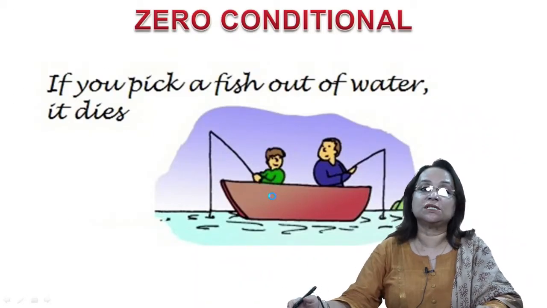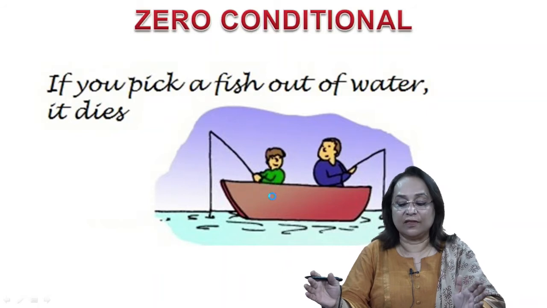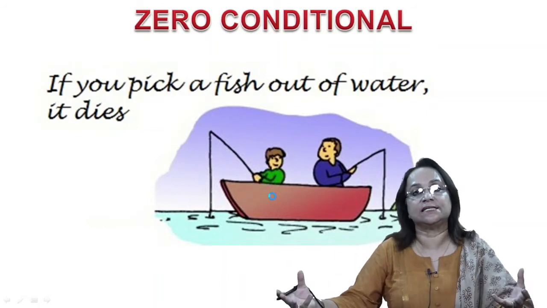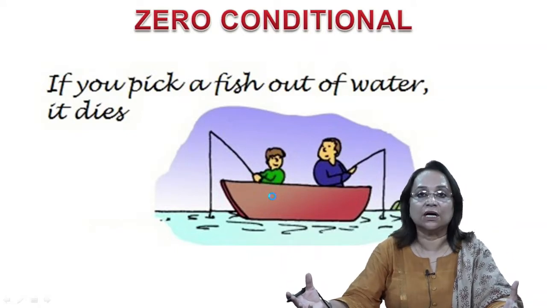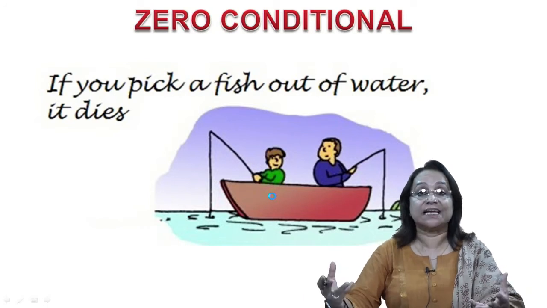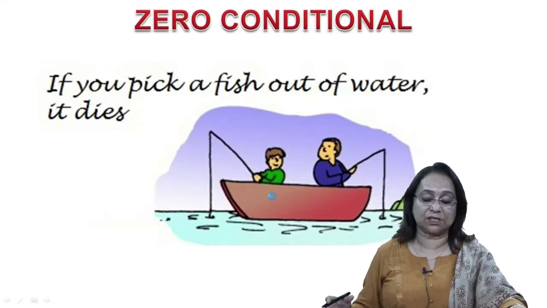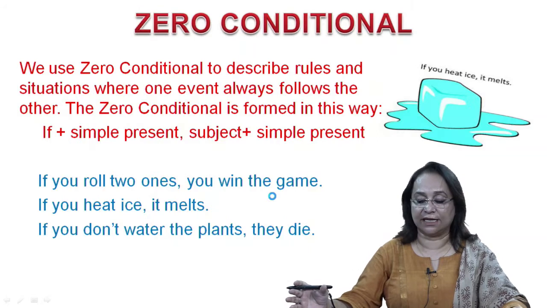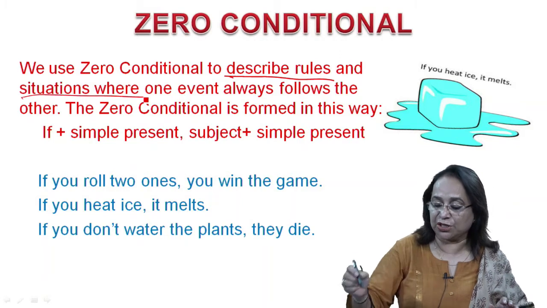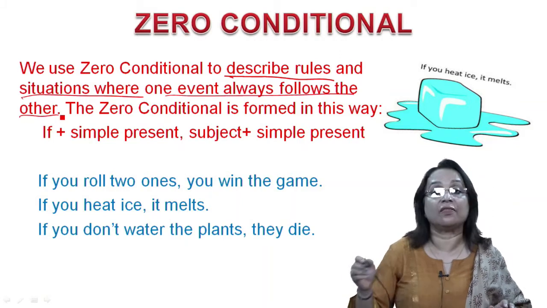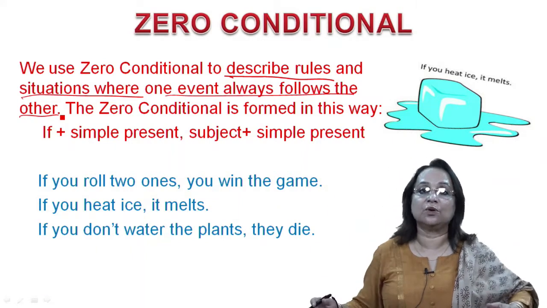The first one is called the zero conditional. The zero conditional is when there is no other word in a sentence as such which tells us about the conditions. For instance, if you pick a fish out of water, it dies. It's a statement, right? There is not a condition as such, it's a statement. It is something that happens. If you pick a fish out of water, it dies. So we use zero conditionals to describe rules and situations where one event follows the other. It's a statement, it's a rule that if you do this, this is definitely going to happen.